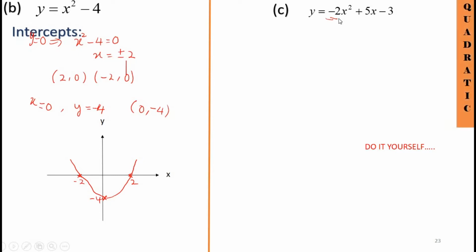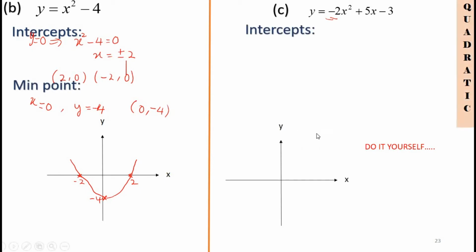It's different for this function. If we have y equal to negative 2x squared plus 5x minus 3, you see the coefficient of x squared is negative 2. So the graph should open downwards. But still you have to find the intercepts and then plot onto the graph. You can do it yourself. You can have a try on this.